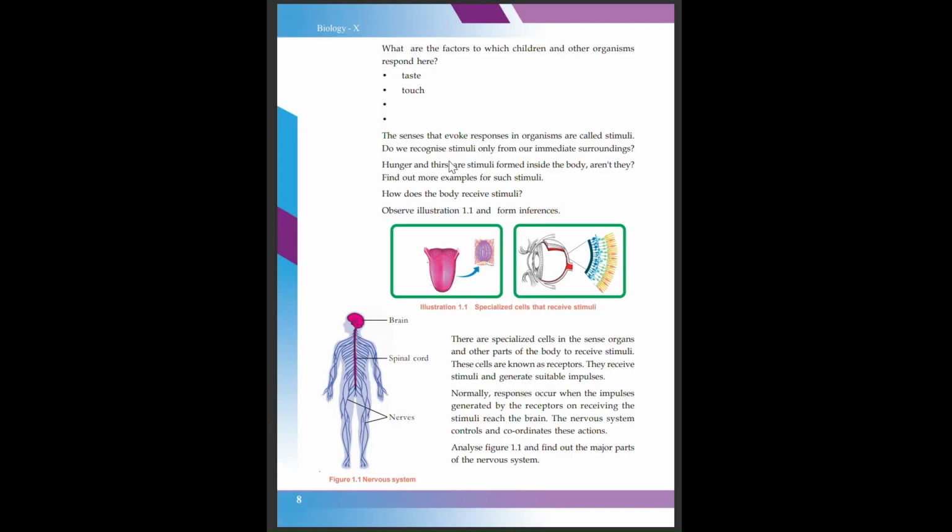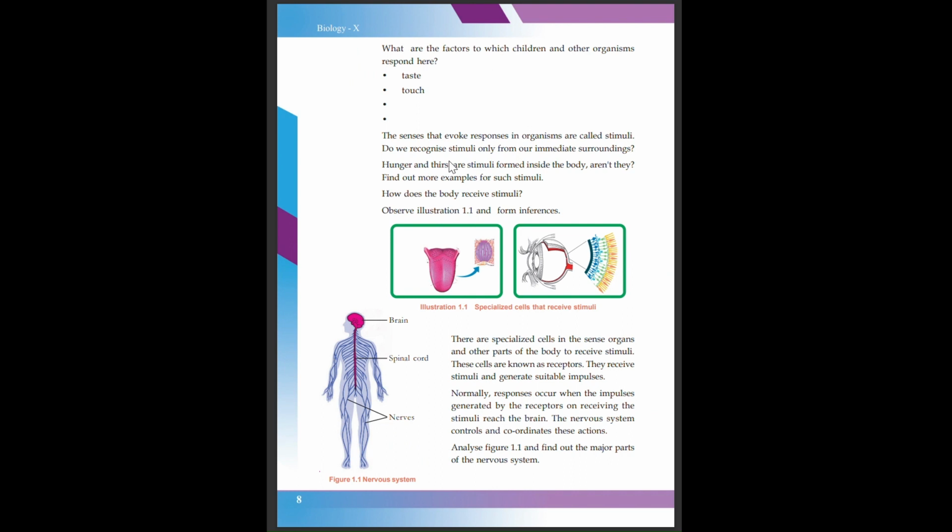So what are the factors to which children and other organisms respond? One, taste. The child eating mango, that is taste. And the snail withdrawing its body would be touch. And then the butterfly would be smell. And then there were many more, right?